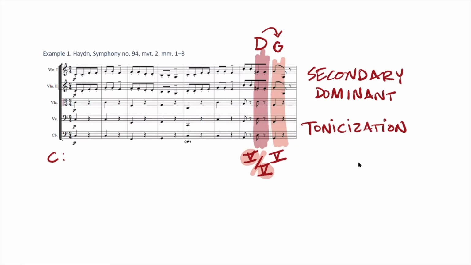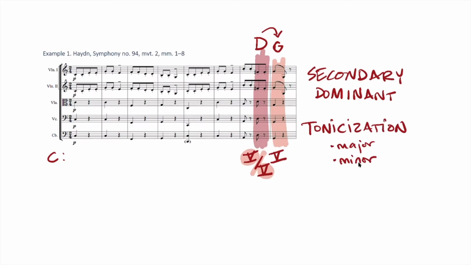You can tonicize any major or minor chord. You cannot tonicize diminished triads because we would never have a diminished triad be a tonic chord. Think about it. We usually have music either in major or minor keys, and tonic triads, one chords, will be either major or minor and no other quality.